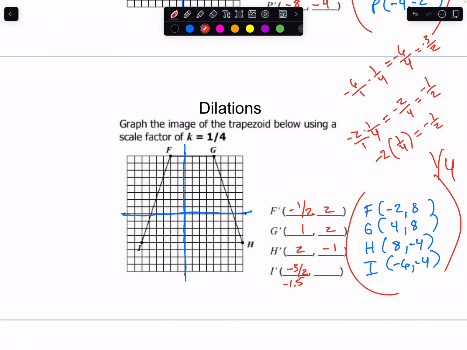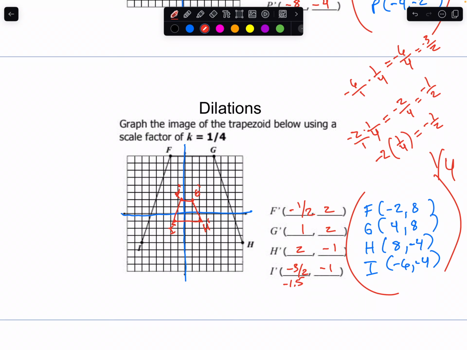And then negative 4 times 1/4 is negative 1. When I plot these points, I can see negative 1/2 and 2 is here, F prime. 1, 2 is G prime. 2, negative 1 is H prime, and I prime is at negative 1.5, comma negative 1. Notice how this trapezoid shrunk by 1/4, or 4 times smaller.